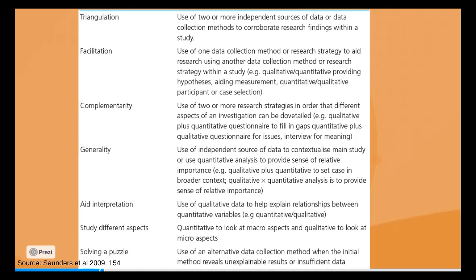You can also mix methods when one helps with the interpretation of another, or when you need different methods to solve a problem left unanswered by your first method or methods. There are also those mixings of methods that are used to cover different aspects of your research, like answering different research questions through different methods.